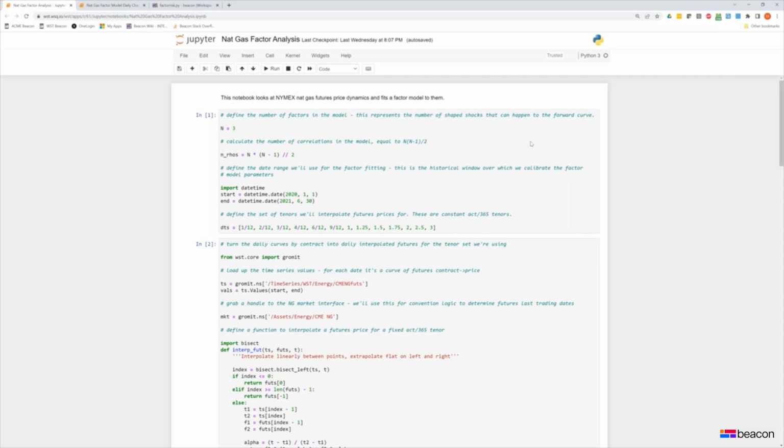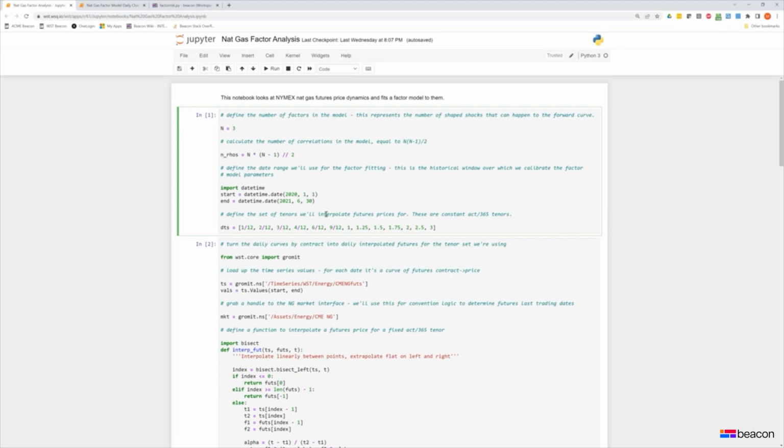So let's look at this model. We're going to try and figure out what the parameters are of that forward curve model that best matches the way that the market actually moves. I'm going to have 3 factors in this model. Then I'm going to define a historical window that we'll use to calibrate the parameters of this model. We're going to use one that runs from the start of 2020 to the middle of 2021, before all the Russia stuff picked up.